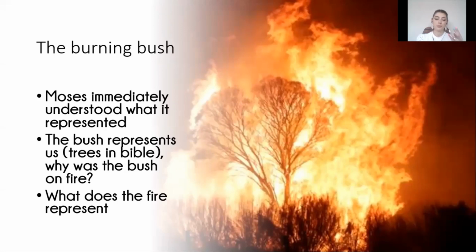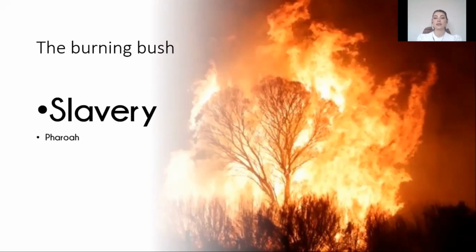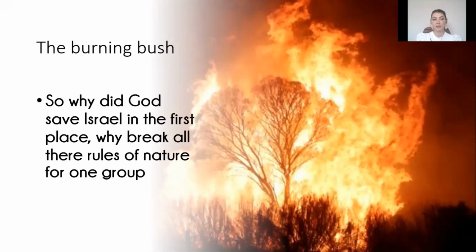So if the bush is representative of us as people, what does the fire represent? The fire in this instance, Moses immediately understood, was the slavery and the hardship of his people. So the bush was the Hebrew people, and the fire that is really burning it and causing distress and discomfort was slavery that was imposed on them by Pharaoh.